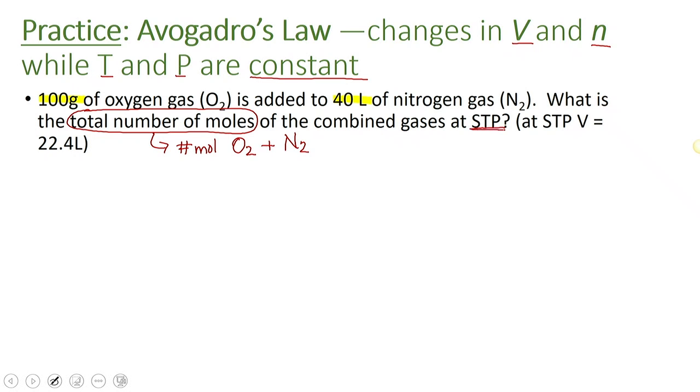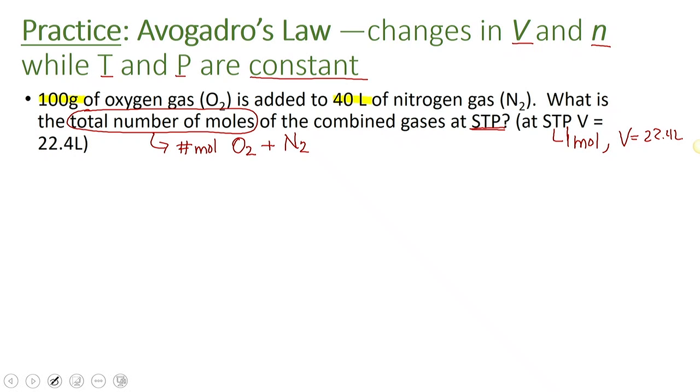Well, STP, we know that the volume of 1 mole at STP has a volume of 22.4 liters. Okay? So if I have 1 mole of a substance or of a gas, it's going to have a volume of 22.4 liters. So we're going to use all this information together to solve this problem. So what is the total number of moles?